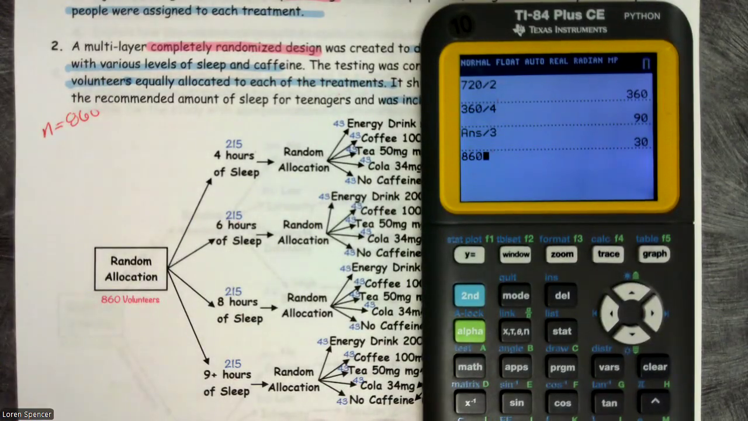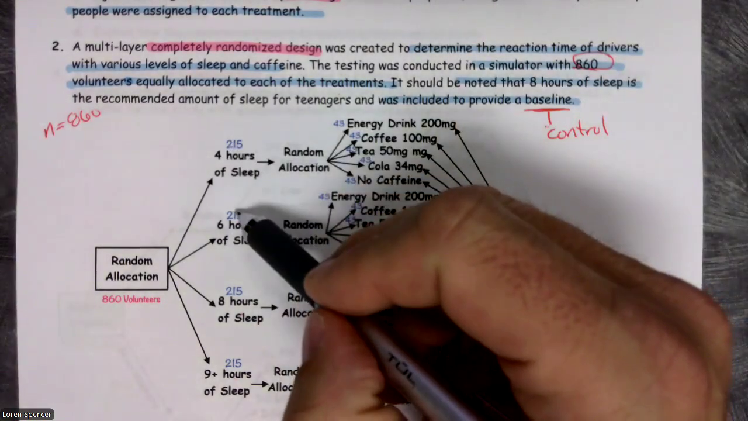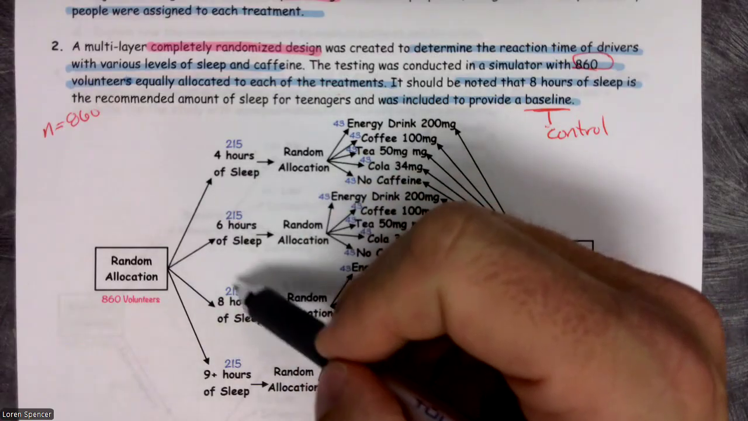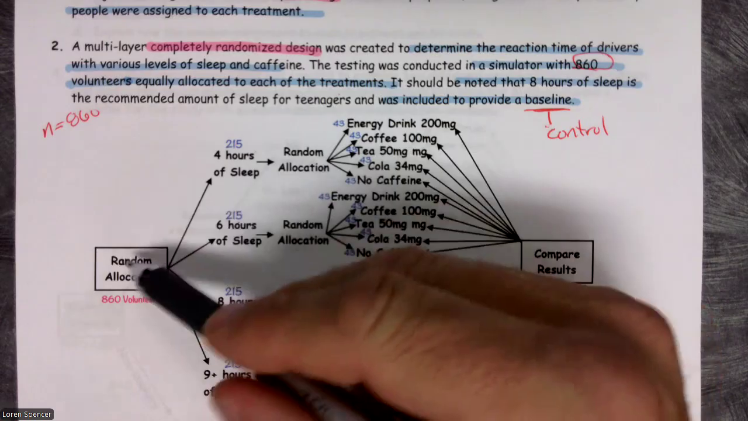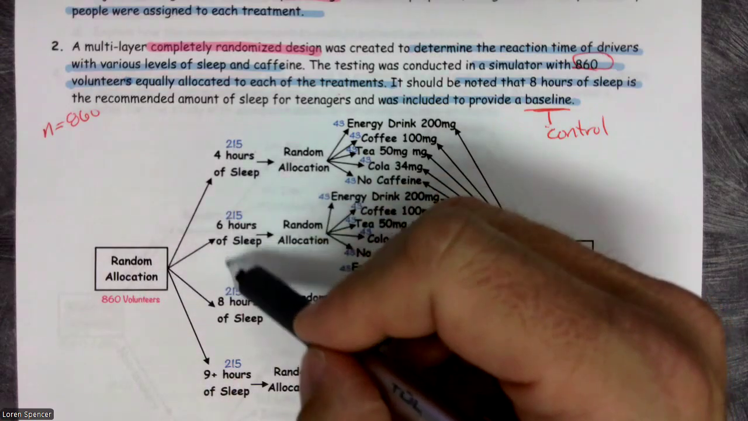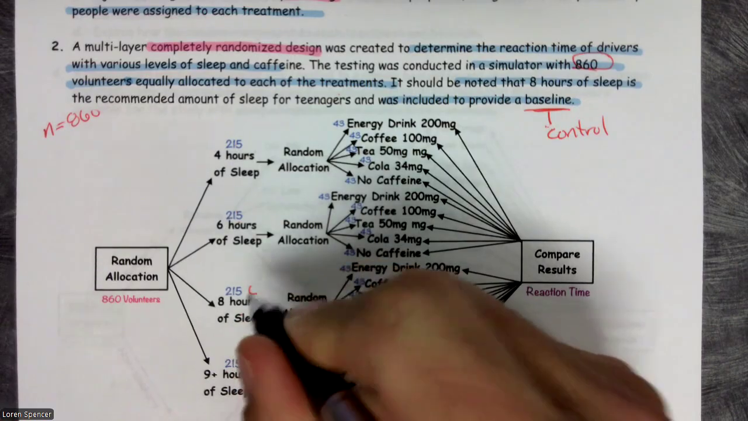So what's 860 divided by 4? 215. So that means 215 were allocated to the different sleep groups. All right. And so they were randomly allocated. We put all their names in a hat and randomly allocated 215 to that. Please note, we said this right here is our control group.